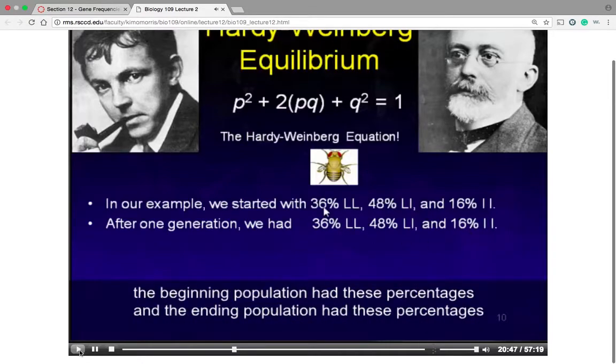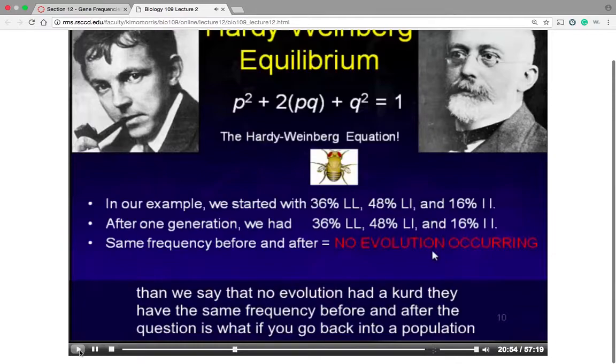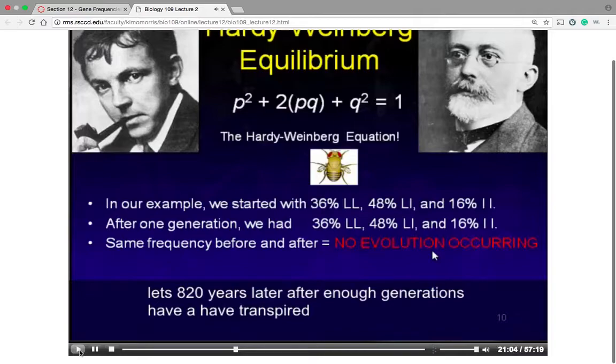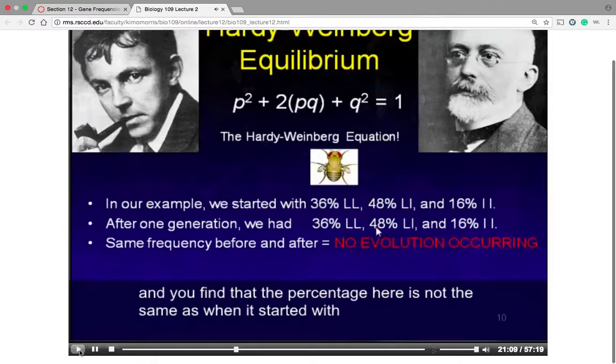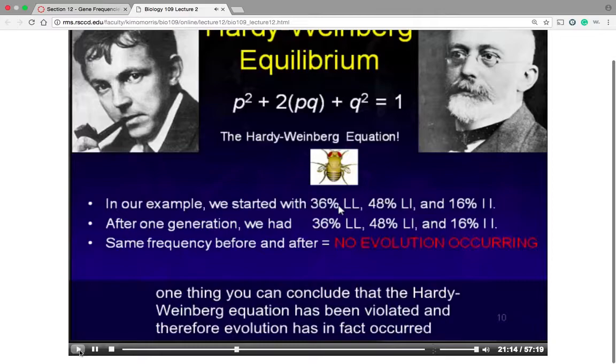So if the beginning population had these percentages and the ending population had these percentages, then we say that no evolution had occurred. They have the same frequency before and after. The question is, what if you go back into a population, let's say 20 years later, after enough generations have transpired, and you find that the percentage here is not the same as what it started with? Well, then you can conclude that the Hardy-Weinberg equation has been violated, and therefore evolution has in fact occurred.